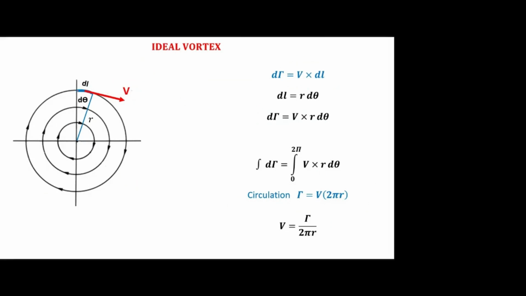So the strength of the vortex is circulation. It is simply the volume flow rate, the amount of fluid flowing along the line. Okay, velocity into area.